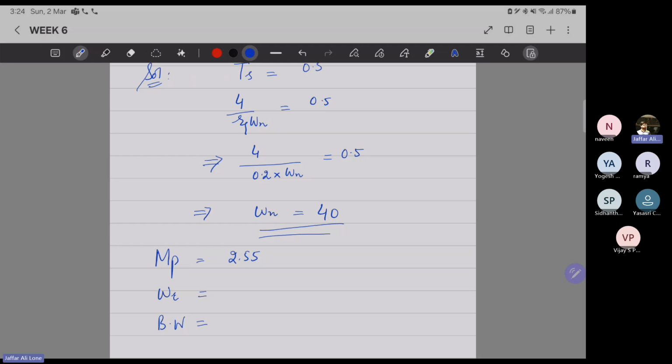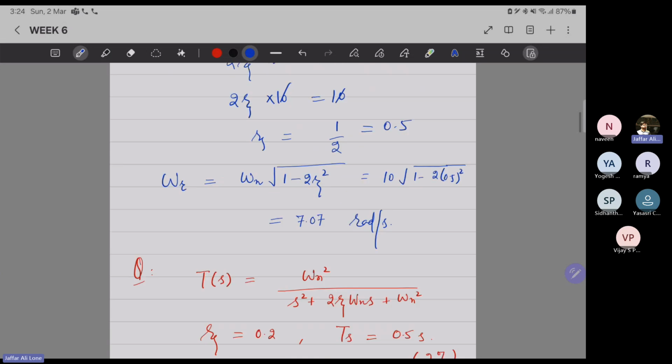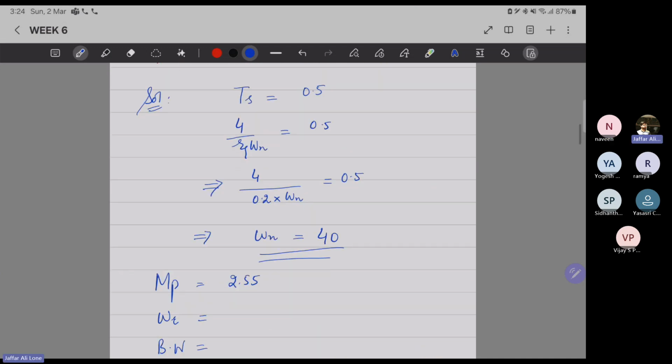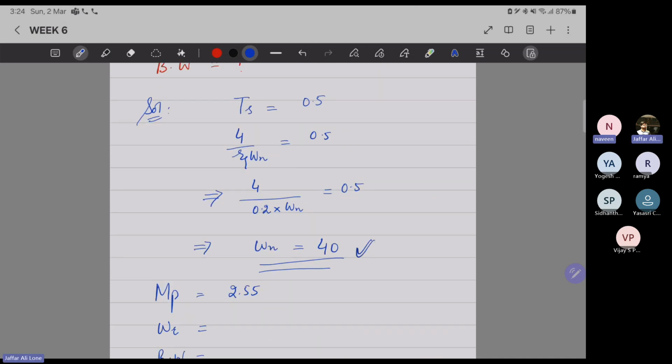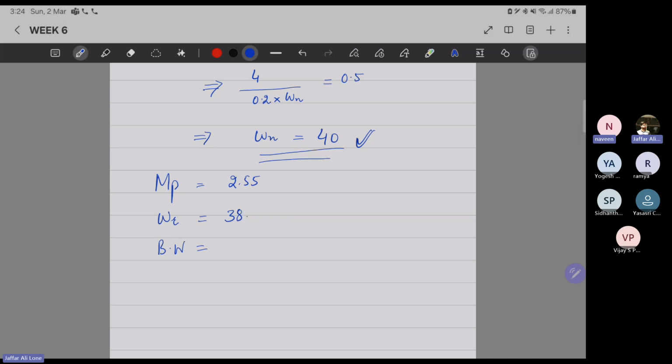0.9591 omega r. Are you sure? 0.9591. What is the formula for omega r? Omega n into under root of 1 minus 2 zeta square. Do you have omega n? What's omega n? I have found omega n as 40. 40, yeah. It should get it as 38. That is 38.36. Cool. So bandwidth, if you solve, you will get 60.38.